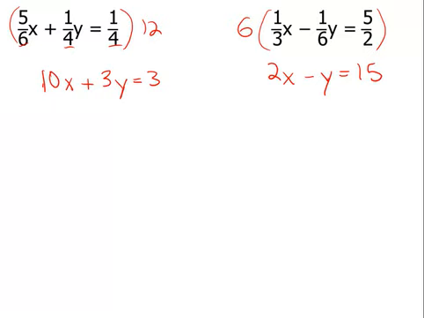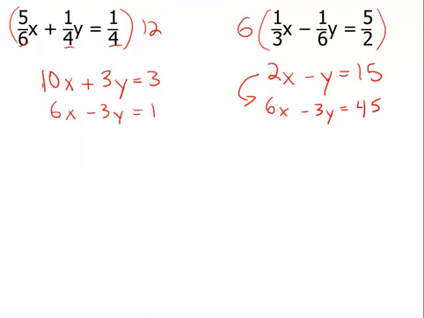Now remember, we want to solve for x. And so we could eliminate y. That would be very useful. We have a positive 3y in the left equation and a negative y in the other equation. Well, in that other equation, we could multiply everything by 3. Then we'd get 6x minus 3y equals 45. Well, now we have a plus 3y and a minus 3y.